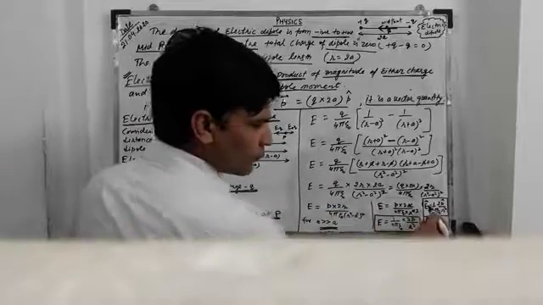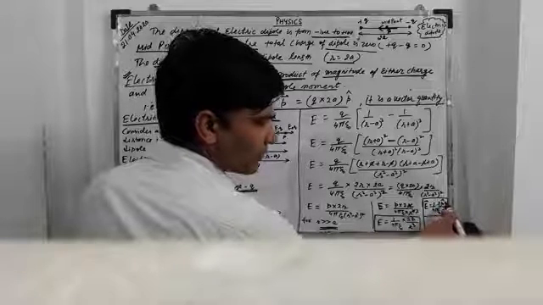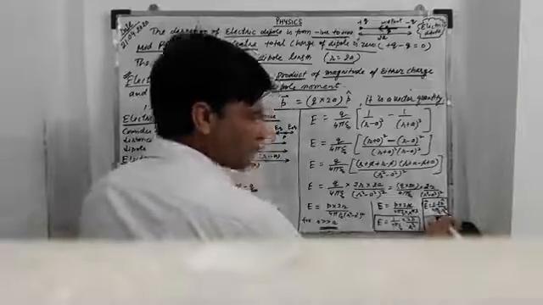In vector form, E is equal to 1 upon 4 pi epsilon naught into p vector upon r cube.